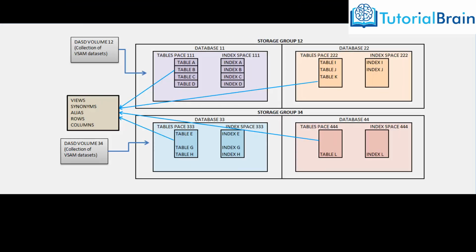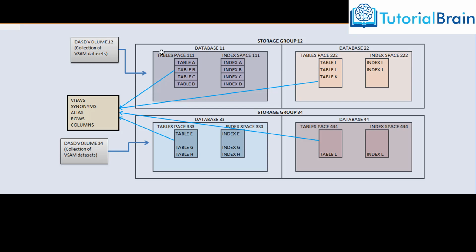Welcome everyone. Let us understand the hierarchy of DB2. In DB2, at the topmost level we have the storage group. Storage group, as the name suggests, is a group of storage, or you can also say that it is a set of volumes on DASD, that is a set of volumes on direct access storage device. These sets of volumes are VSAM datasets. If you just consider this entire area as a storage group, then storage groups are further divided into databases.